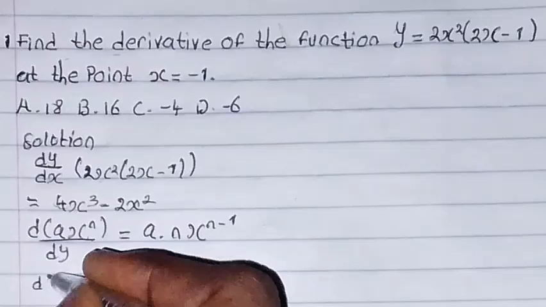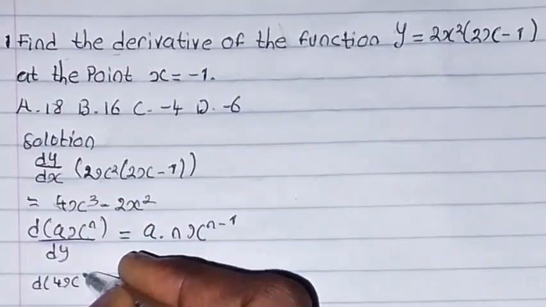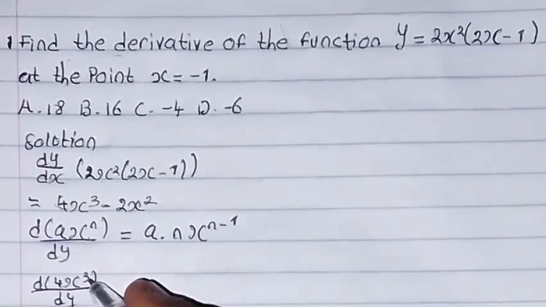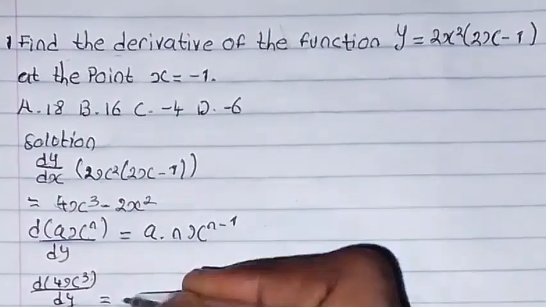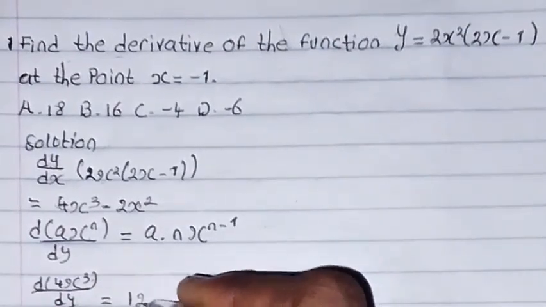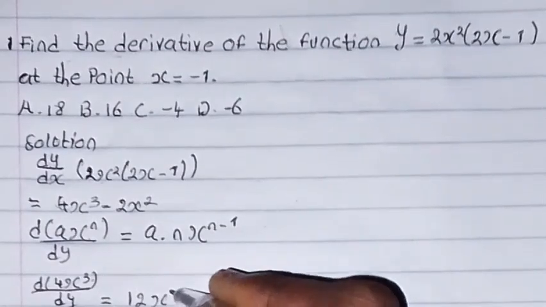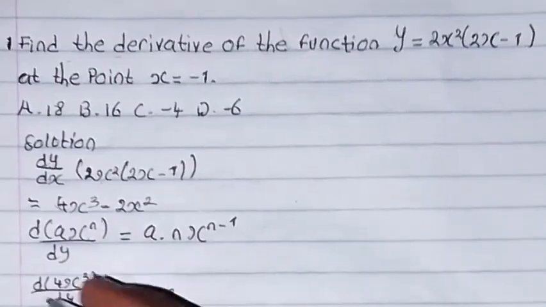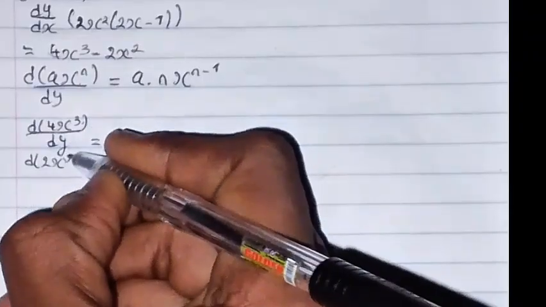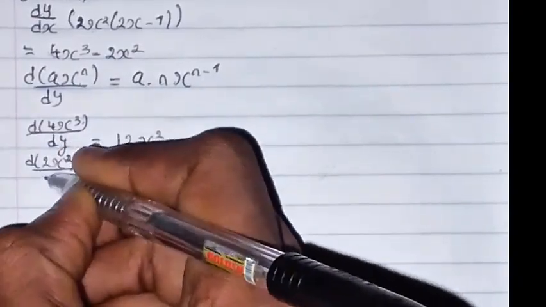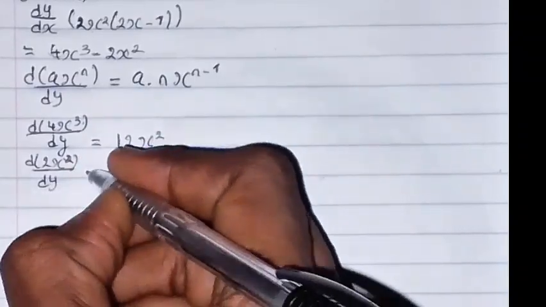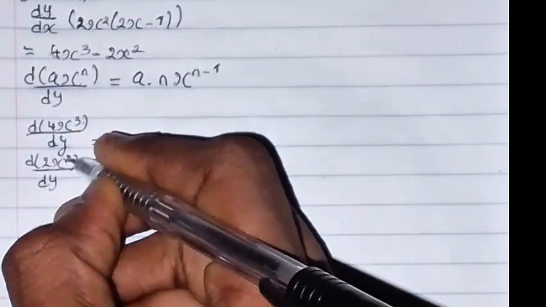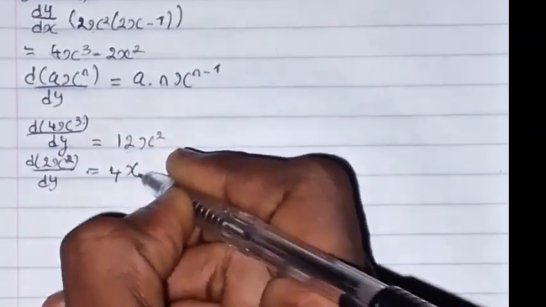So the derivative of 4x cubed is equivalent to 3 times 4, which gives 12, then x to the power of 3 minus 1, which gives 2. That is 12x squared. Let's do the same for 2x squared. The derivative of 2x squared is 2 multiplied by 2, which gives us 4, and if you remove 1 from the power 2, you're left with x.